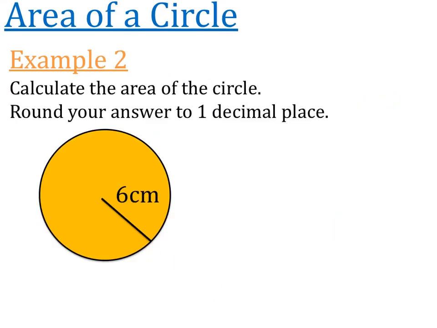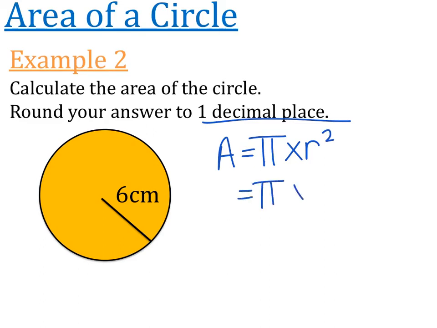All right, really straightforward here. Calculate the area of the circle, round your answer to one decimal place. So we're going to use our calculator to help us out here. The area of a circle is given by pi times the radius squared. So that's pi times 6 squared. So I'm going to grab my calculator and type that in. I've got to get the pi button times 6 squared.